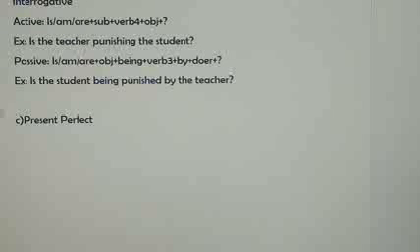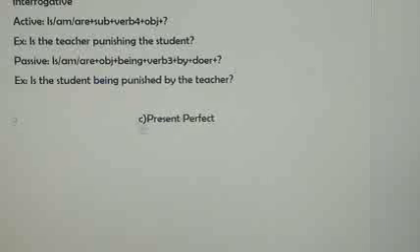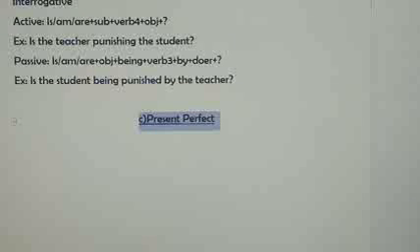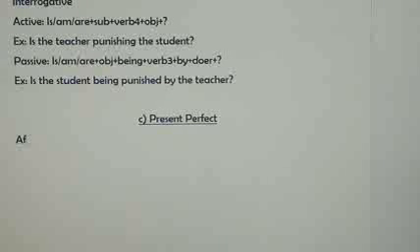Present perfect tense. Okay, my dear children, now we will talk about the sentence which will be based on present perfect tense. Okay, and as you already know, we will use the same rules and regulations over here. First of all, we will discuss the group of affirmative.